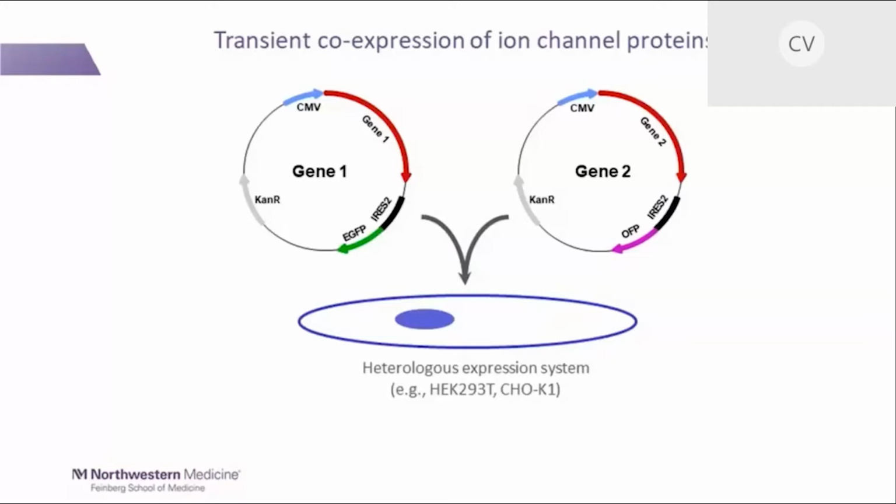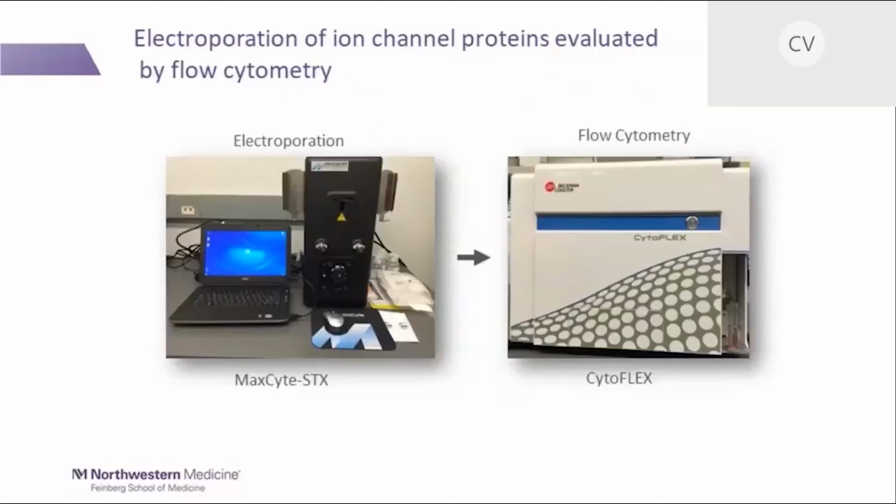The efficiency of electroporation, that is, the transfection efficiency, is then evaluated by flow cytometry using the CytoFLEX benchtop flow cytometer. And that's in the next slide. Sorry about that. So on the left, we have the electroporation system. Once we do the electroporation, we can measure the efficiency of this electroporation by the benchtop flow cytometer shown on the right.